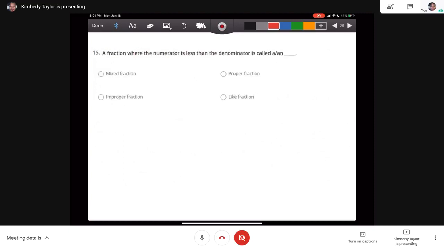Okay, so I think this is my last question. So here it says a fraction where the numerator is less than the denominator is called a what? This is what we call a proper fraction. Gotta know that vocabulary. But what is this other stuff? So let's define the other stuff. So a proper fraction is just like what we just did. 116 over 148. That's a proper fraction where the numerator, which is your top number, is less than your denominator, which is your bottom number.